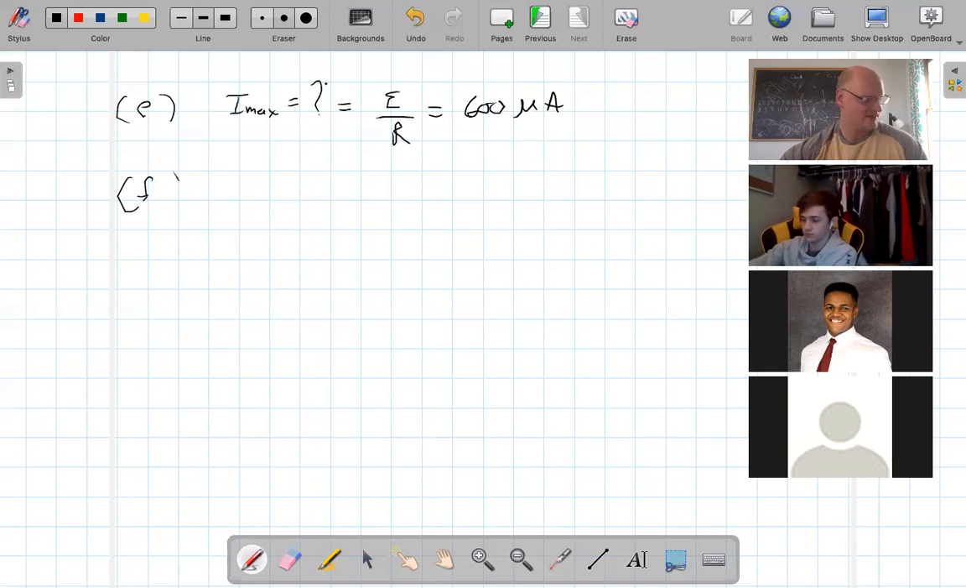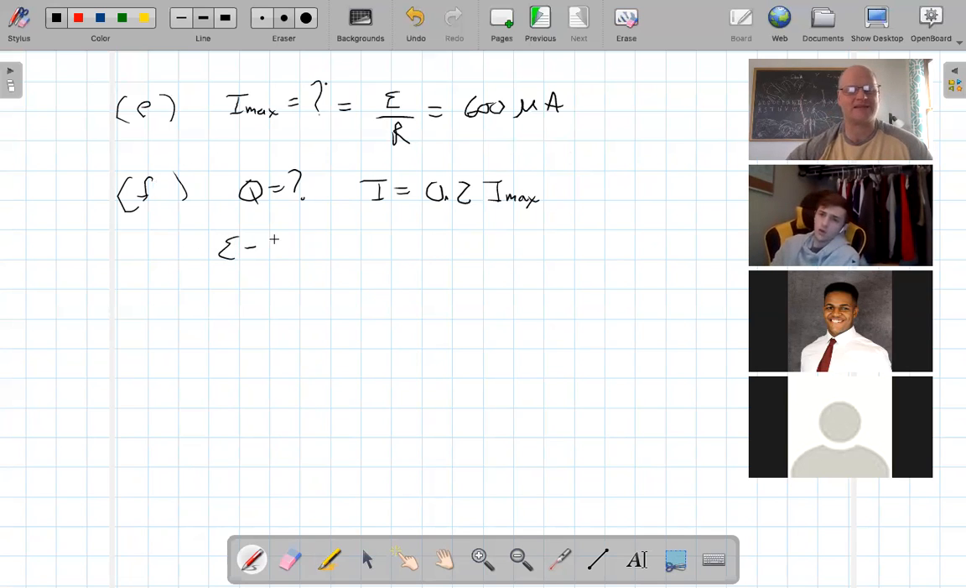Finally, part F says, what is the charge when the current is half of its maximum value? So in this case, we want to know what is the charge on the capacitor when the current is equal to 20%. Did I say half? Sorry, I meant 20% of its maximum value. So we want to know how much charge is located on this capacitor. Again, the easiest way to do this is exactly the same thing we just did in the previous part, which is that the EMF minus the current times the resistance minus the charge divided by the capacitance must be equal to 0.